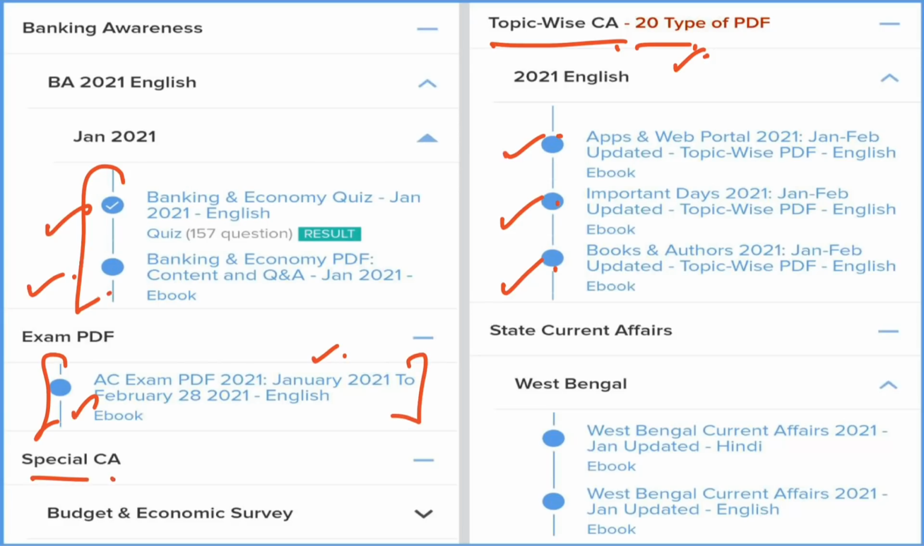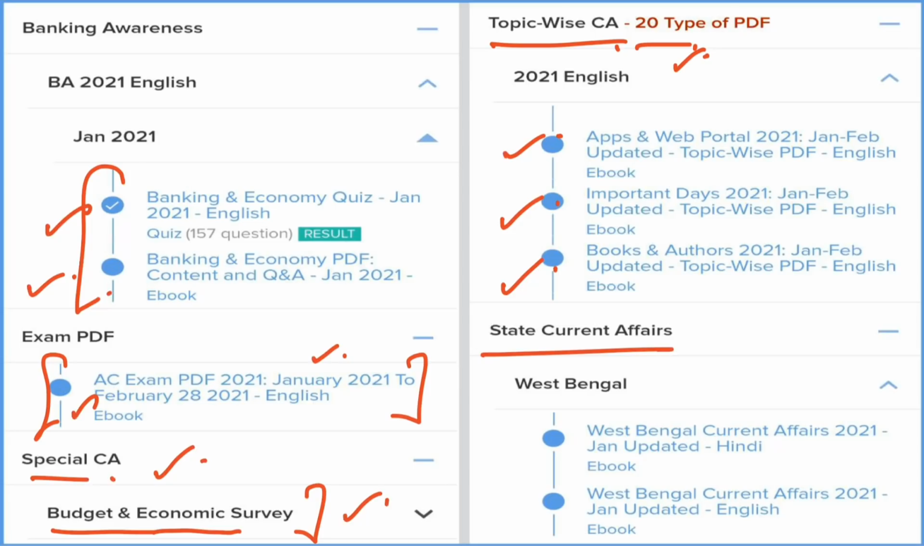Next is the special current affairs, like any scheme launched by the government for a special purpose, like Garib Kalyan Yojana, especially in COVID-19, and the budget and economic survey. That is very special because the detailed budget and economic survey will be provided, and expected questions related to the budget and economic survey of 2021-22 will be provided under the special current affairs.